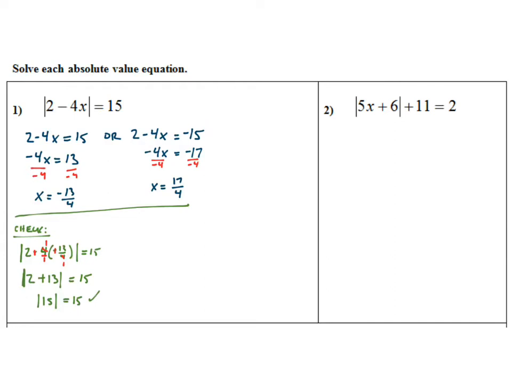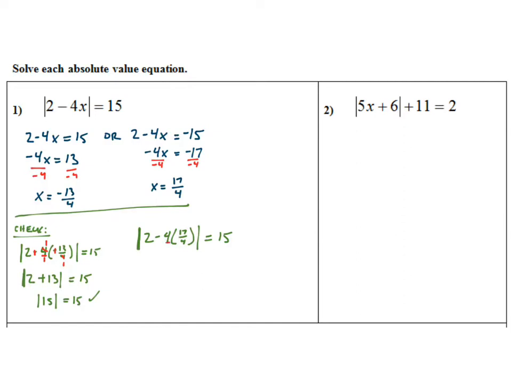On my other side, I'll have the absolute value of 2 minus 4 times 17/4, close absolute value, equals 15. Again, notice I'm going back to my original equation. There is no negative 15 here because that's not what was in my original equation.